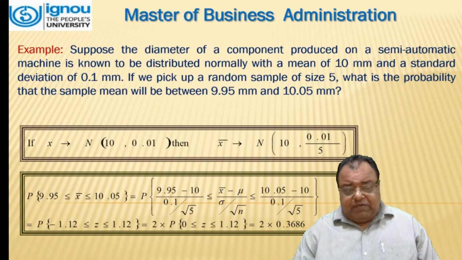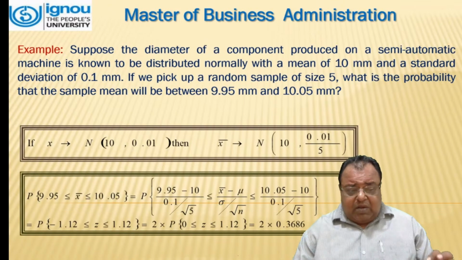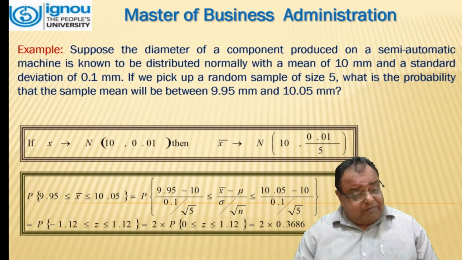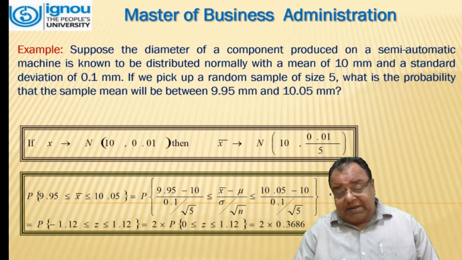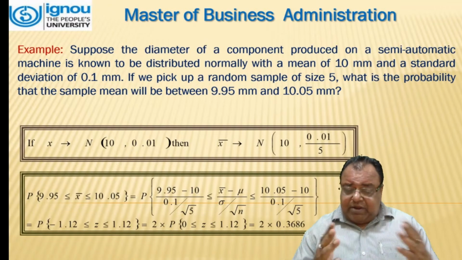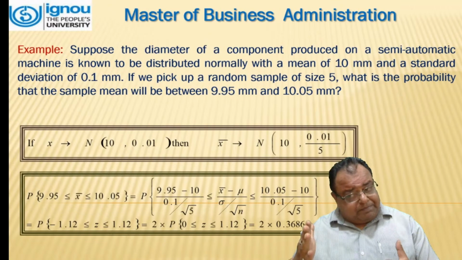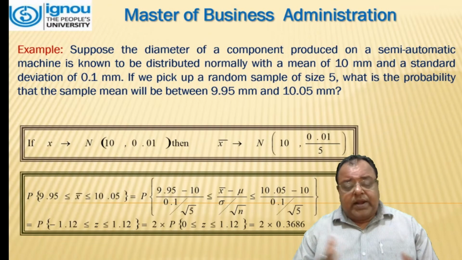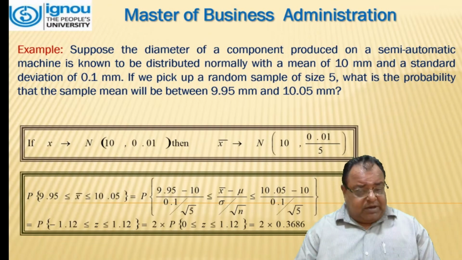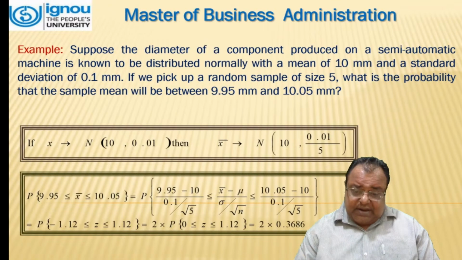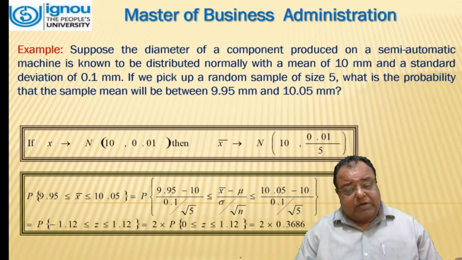After solving it, we will get minus 1.12 less than or equal to z, less than or equal to 1.12. That means it has to be in between minus 1.12 and plus 1.12. Since the values are the same, we will take the positive side and multiply the probability by 2. Now, referring to the normal distribution table, for z equal to 1.12, we get the value 0.3686.